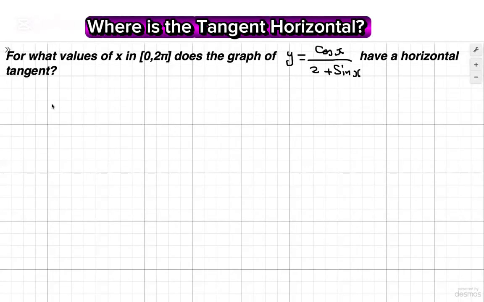It's been a while since we've done some calculus. So here's a question: for what value of x in the 0 to 2 pi does the graph of y equals cos x over 2 plus sin x have a horizontal tangent?